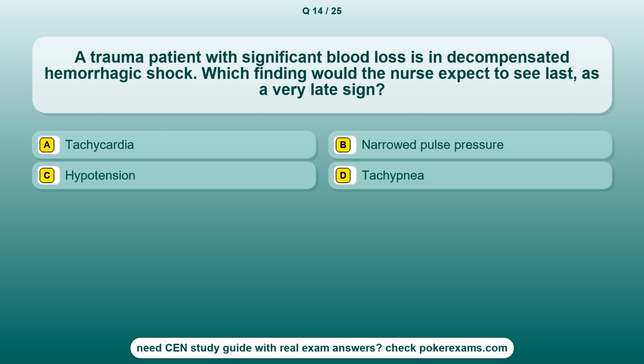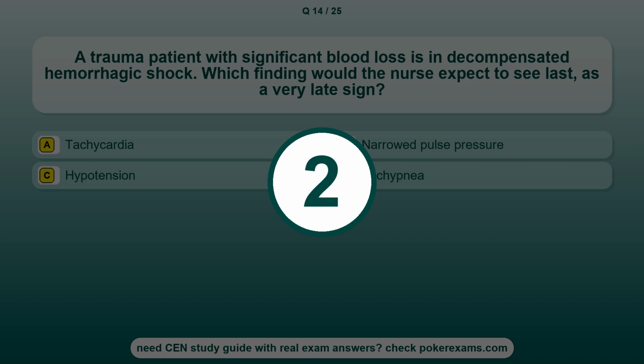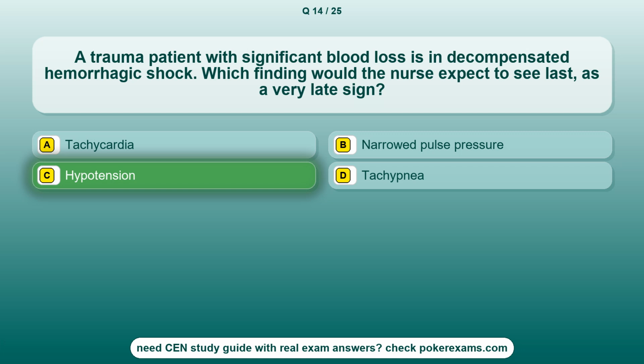Question 14. A trauma patient with significant blood loss is in decompensated hemorrhagic shock. Which finding would the nurse expect to see last, as a very late sign? Option A, tachycardia. Option B, narrowed pulse pressure. Option C, hypotension. Option D, tachypnea. The correct answer is option C, hypotension.